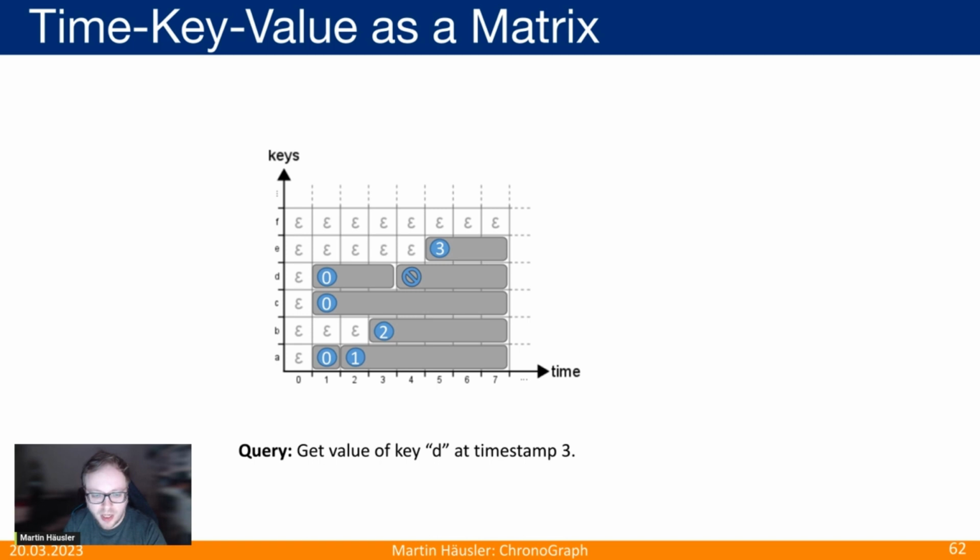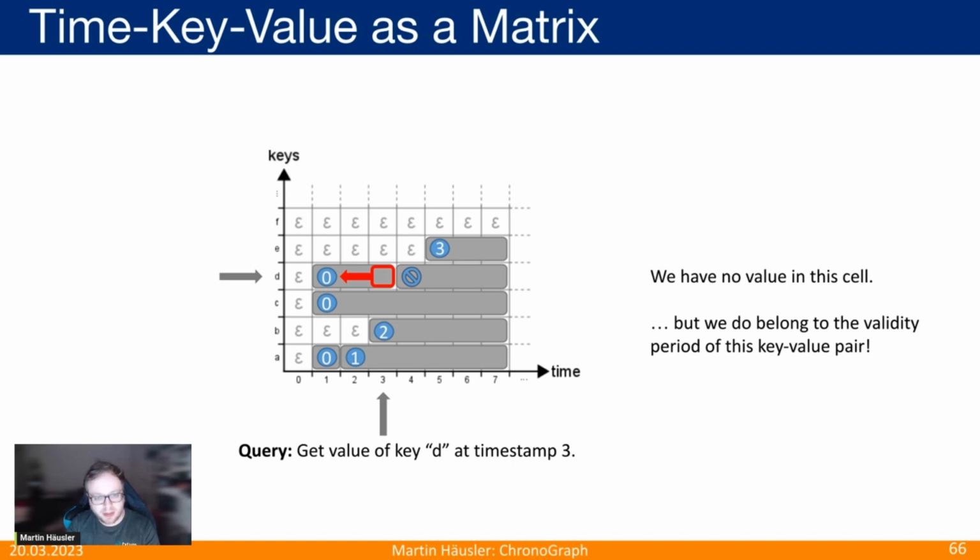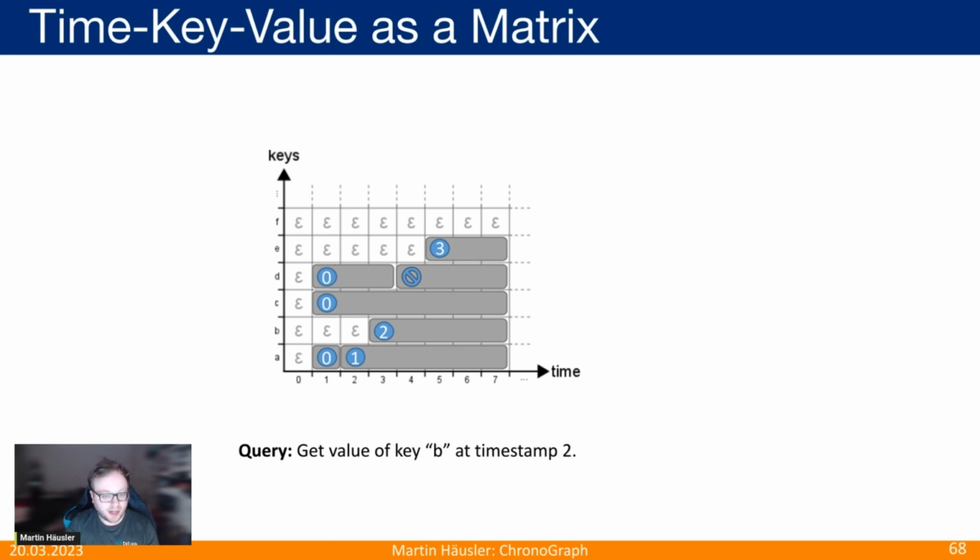And if we want to query the key D at timestamp 3 again, what happens? Before, we just looked at the right column and the right row, and then we checked the value that was there. It's a little bit more complicated now. We still start at the row and the column, and then we move into the cell, and we find that we have no value for this cell directly. However, we are part of a validity period. So now we scan to the left and see what value we find. Eventually we find the value 0, which is the correct result and the same result as before, just without all of the duplications.